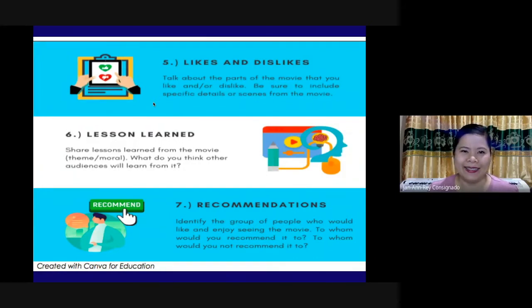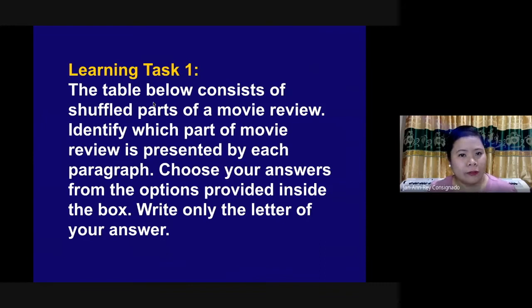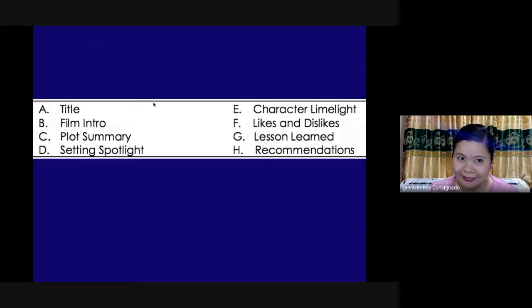Learning task 1. The table below consists of shuffled parts of a movie review. Identify which part of movie review is presented by each paragraph. Choose your answers from the options provided inside the box. Write only the letter of your answer. That is our learning task 1.